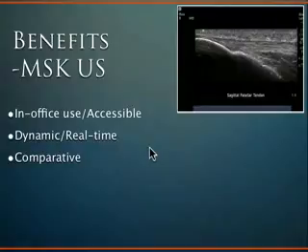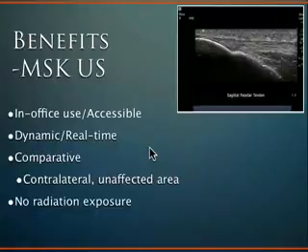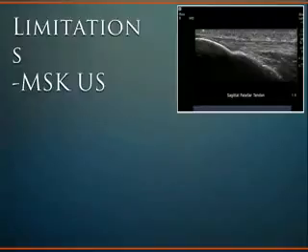And everybody has different ligamentous laxity. Some people might have looser joints than others. So I can then move to the other side, the non-injured side, and look how that side moves and be able to see if there's a difference there. And that's real time. You can't do that with an MRI. You can't do that with x-rays. Yeah, it's comparative. It's in the office. It's cheap. It's safe. And there's no radiation exposure. So a lot of benefits to this modality and having it in the office.